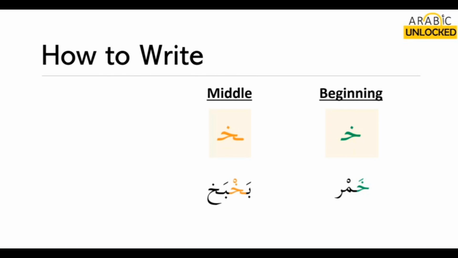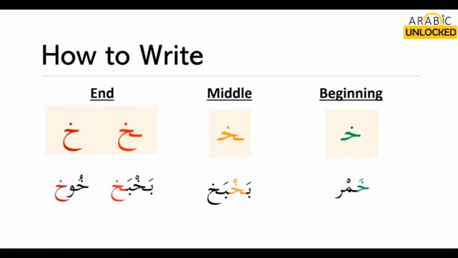Like in this example, in the word bakhbakh, the Kha is in the middle of the word, connected to the letter before it, which is a ba, and the letter after it, which is also a ba. When we write Kha at the end of a word, it appears with a link before it, and the whole letter shown, and the letter is not chopped like in the beginning and in the middle, or it appears by itself in its normal form if it's after a semi-connected letter.